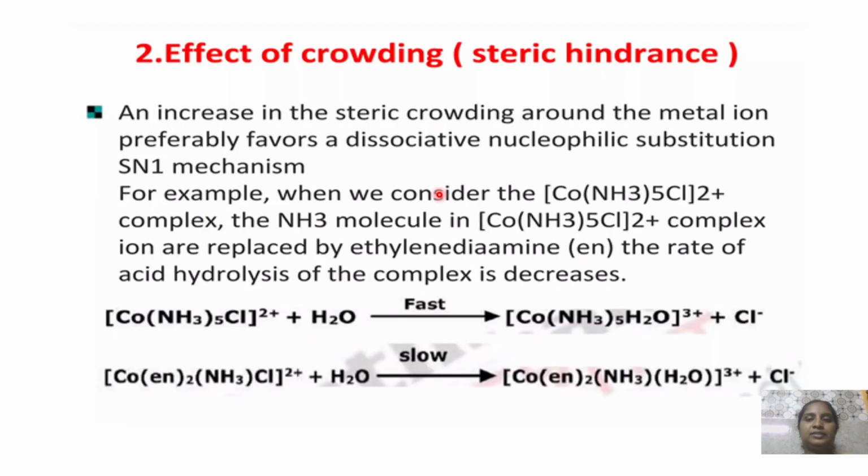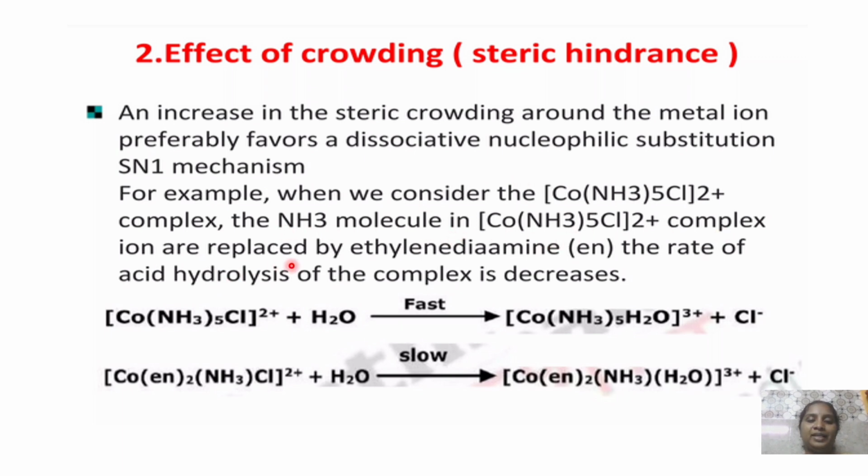Second factor. What is the second factor? The effect of crowding. We can say simply steric hindrance. An increase in the steric crowding around the metal ion preferably favors a dissociative nucleophilic substitution, or simply say the SN1 mechanism. For example, if we consider this respective complex, the ammonia molecule is there.